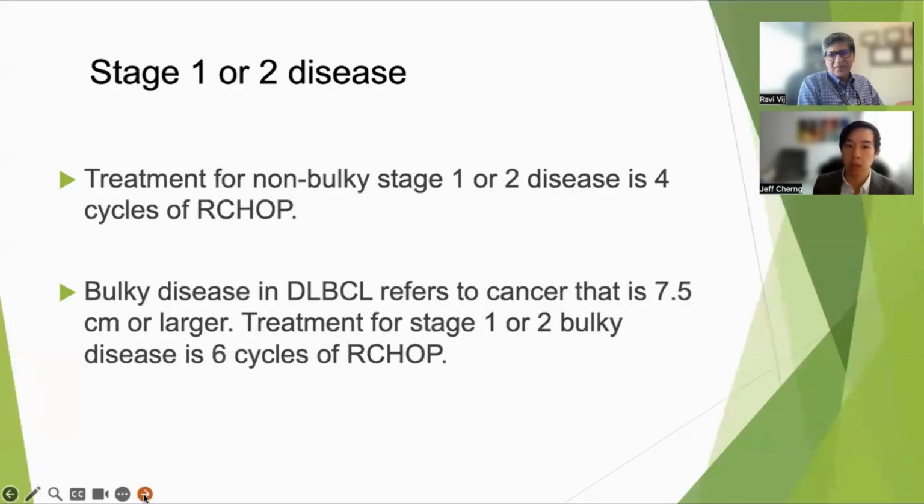And so I think it would certainly be reasonable to treat them with 6 cycles, a full duration of 6 cycles of treatment, because you have more lymphoma to go through and debulk. So do you see any role for radiation in your early stage disease?